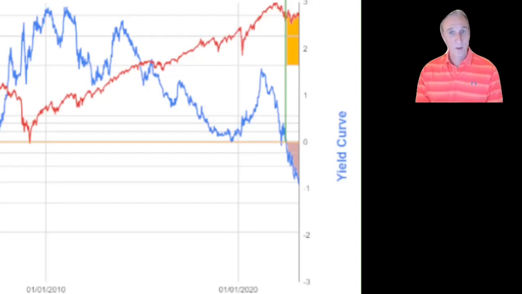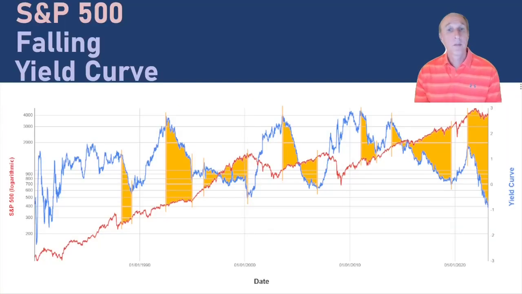And now we have the current inversion. It's different from the previous three inversions in that it didn't appear until after a noticeable market pullback. And of course, that little pandemic thing we had. So let's move on and take a look at what the market does as the yield curve falls. It's usually not inverted in this case, but the fall could end up in it being inverted. This is our current situation.